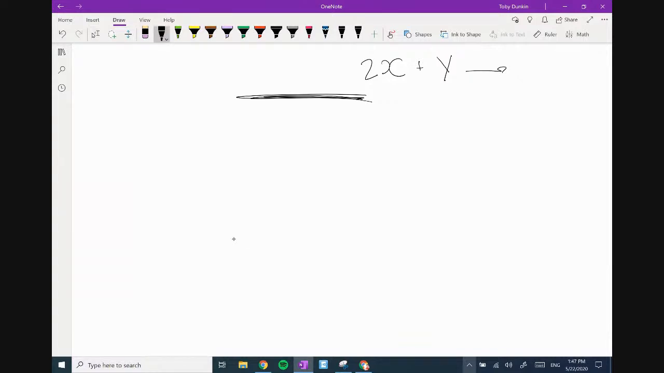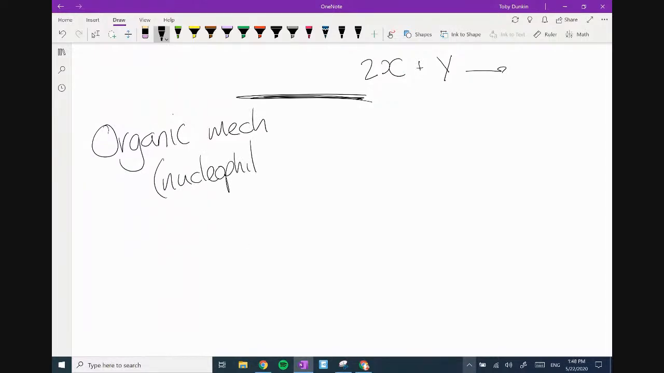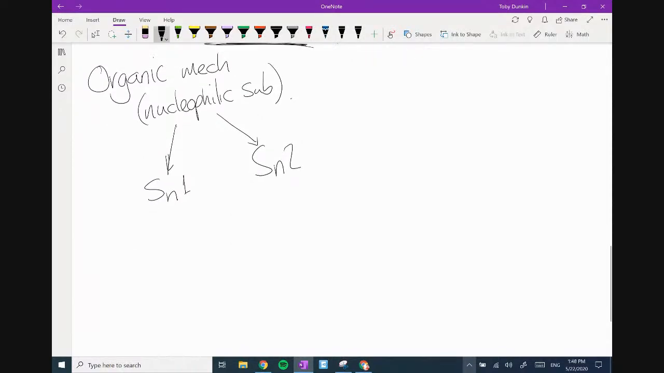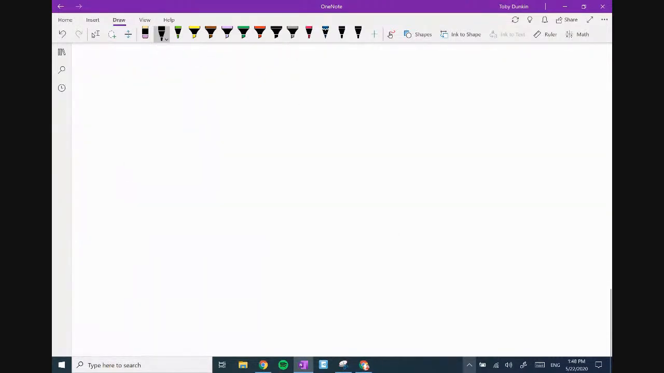There are 2 types of nuke sub, SN1 and SN2. So just to show you, this is the organic mechanism, nucleophilic substitution. And there are now 2: SN1 and SN2. SN1 stands for nucleophilic substitution with 1 species in the rate determining step. SN2 is nucleophilic substitution with 2 species in the rate determining step.